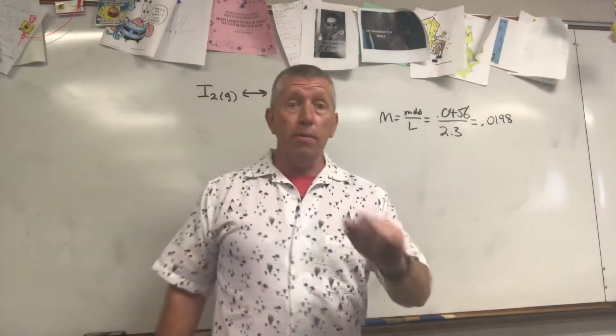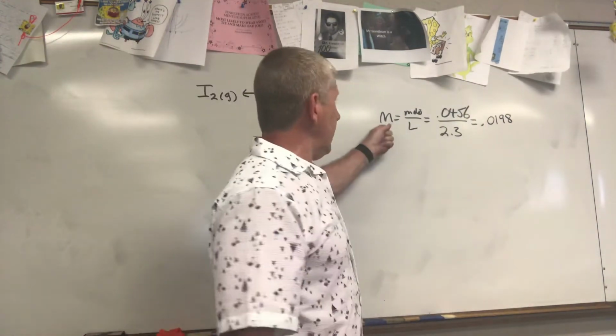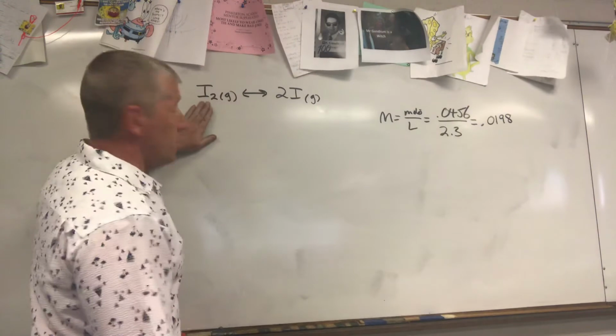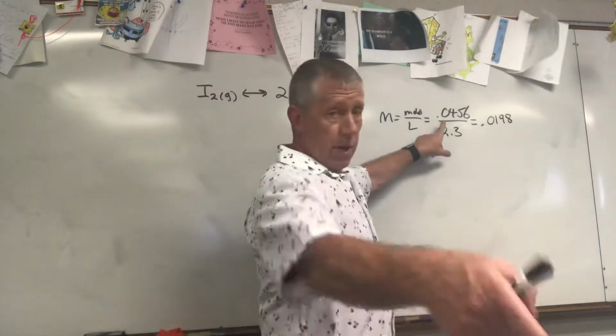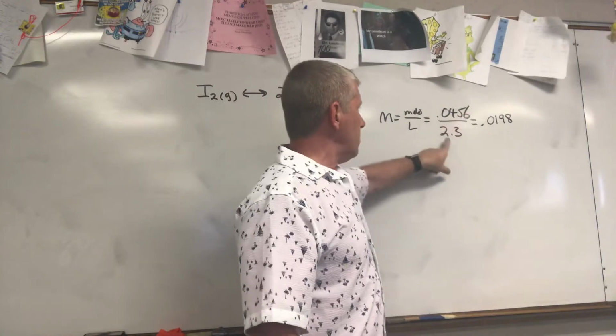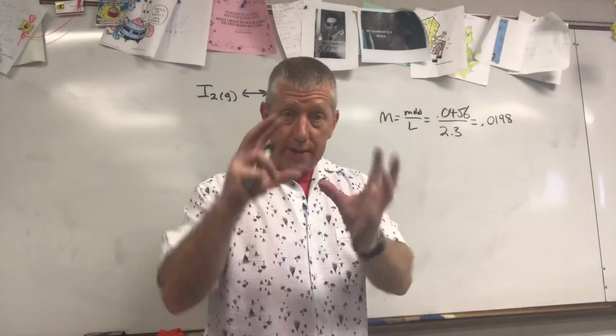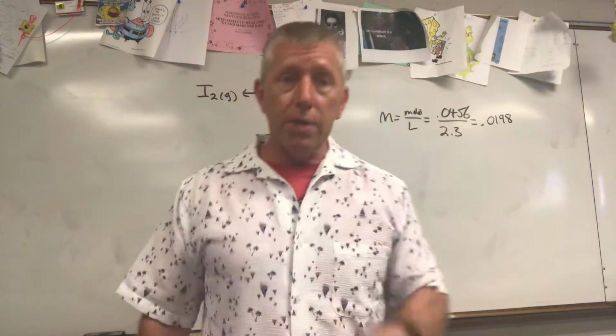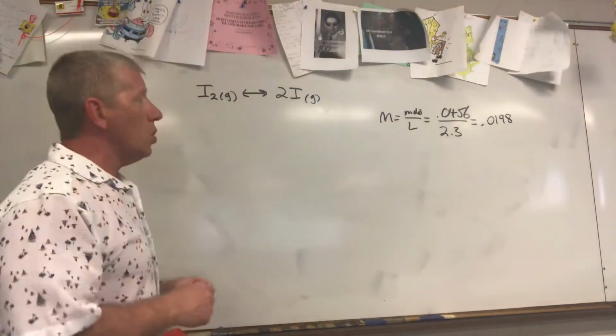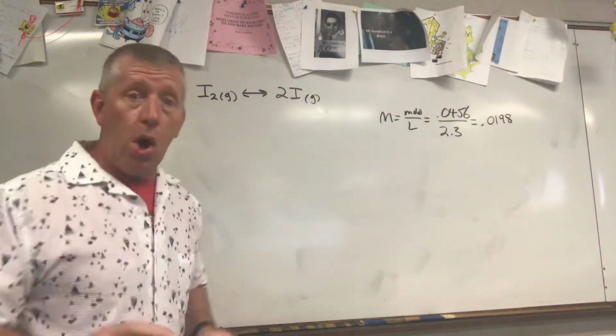I've taken the liberty of calculating the molarity of the initial concentration of the iodine gas. We were given in the problem 0.0456 moles in a 2.3 liter container, and it comes out to give me a concentration molarity of 0.0198. So that's my initial, ICE charts.